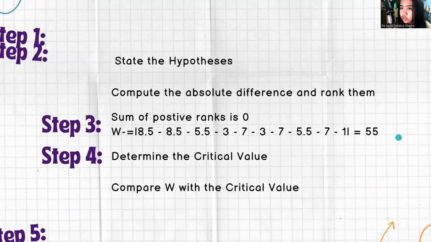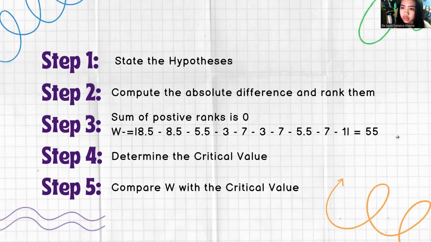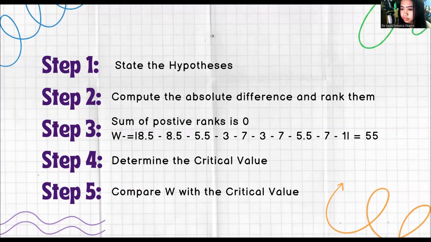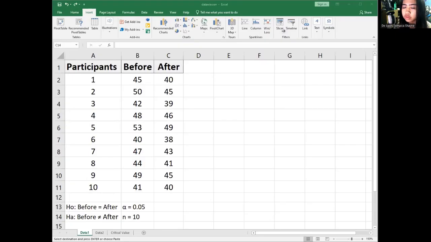And let's look at the steps in solving the hypothesis. Step 1 is to state the hypothesis. First of all, we're going to go to our Excel. This is the data set for the participants. We have 10 participants. So, state the hypotheses. The null hypothesis is before equals after. The alternative hypothesis is before not equal to after. Our alpha level is 0.05 and the number of participants is 10.